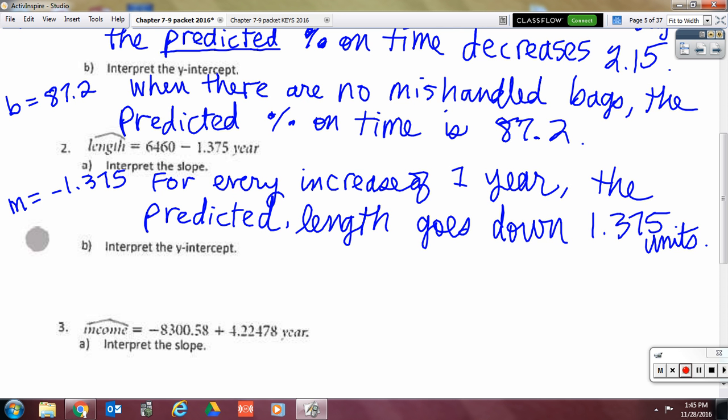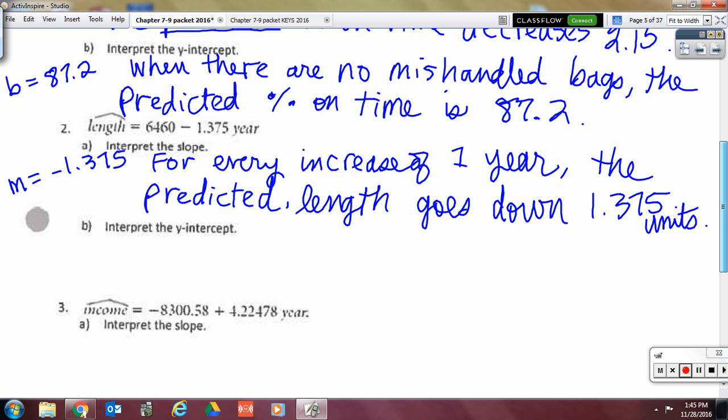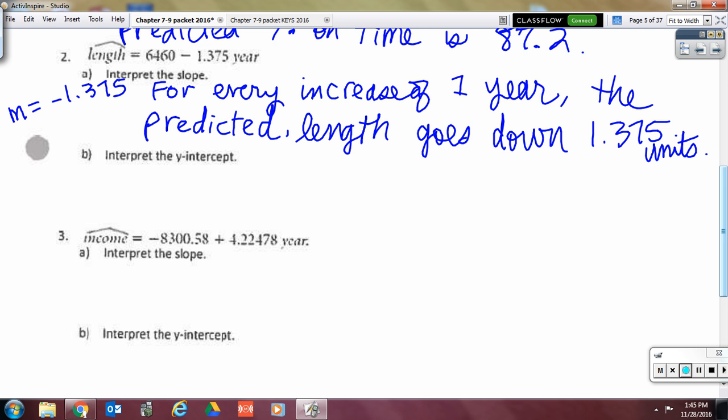Okay, how about this one? Interpret the y-intercept. It happens when the x is 0. The predicted y is this. So what is the y-intercept here? 6460. When the intercept happens, the x is 0. So what it means is when the year is 0.